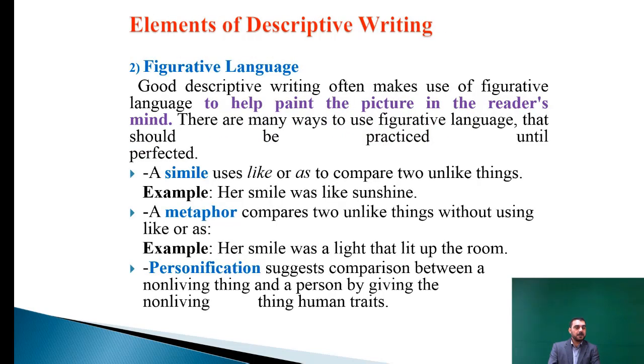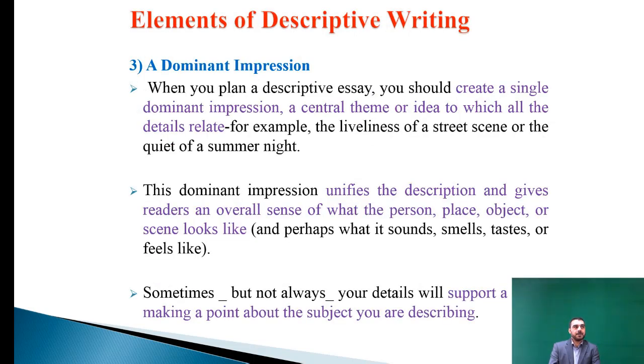Okay. The second important element of descriptive writing is figurative language, for example, the use of simile, metaphor, and personification. So good description should include the use of figurative language because these often help paint the picture in the reader's mind. There are many ways to use figurative language, as I told you previously: simile, metaphor, and personification.